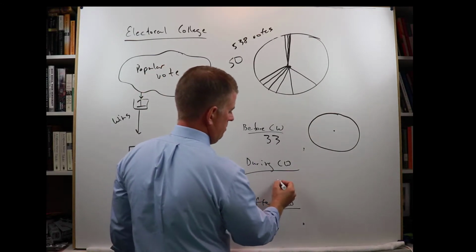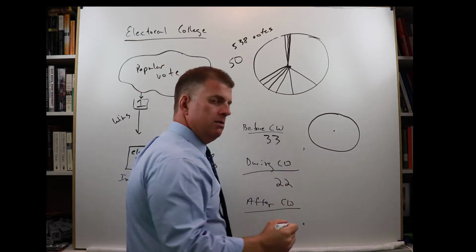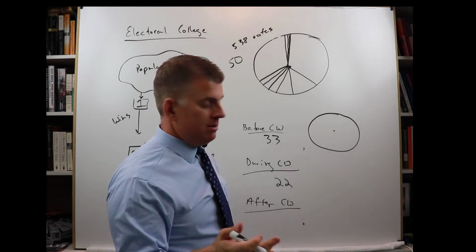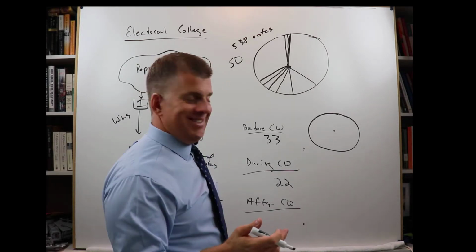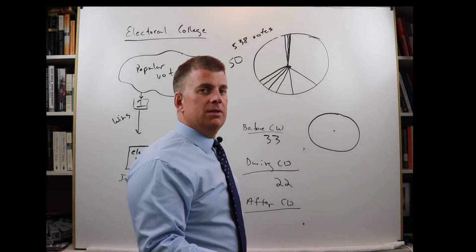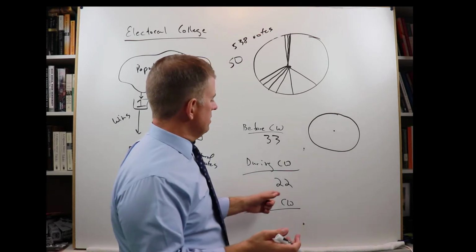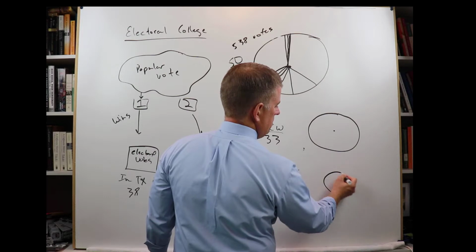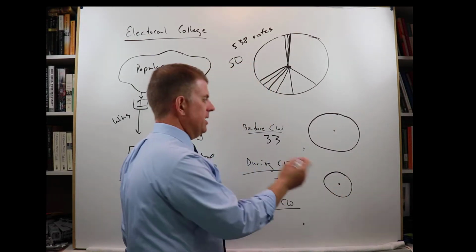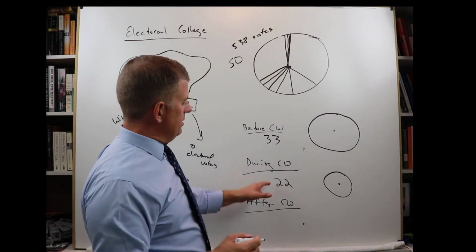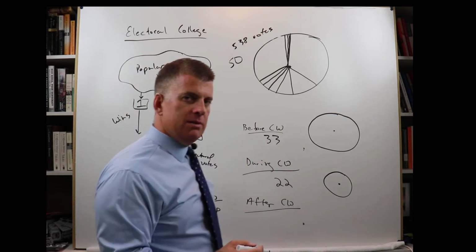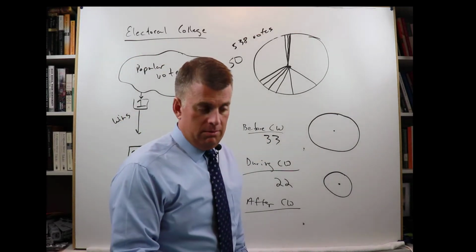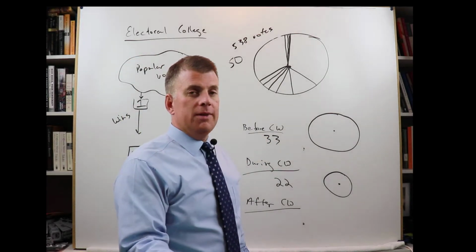Well, during the Civil War, we only had 22 states, and there was an election, okay? Lincoln got reelected in 1864. Well, the pie is going to get even smaller, right? It's not exactly to scale. Because what happened to those 11 states? Well, they left. They went to the Confederacy.